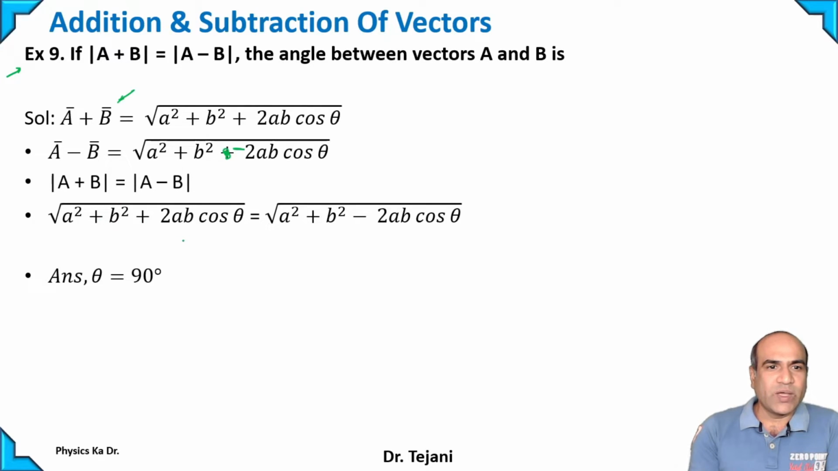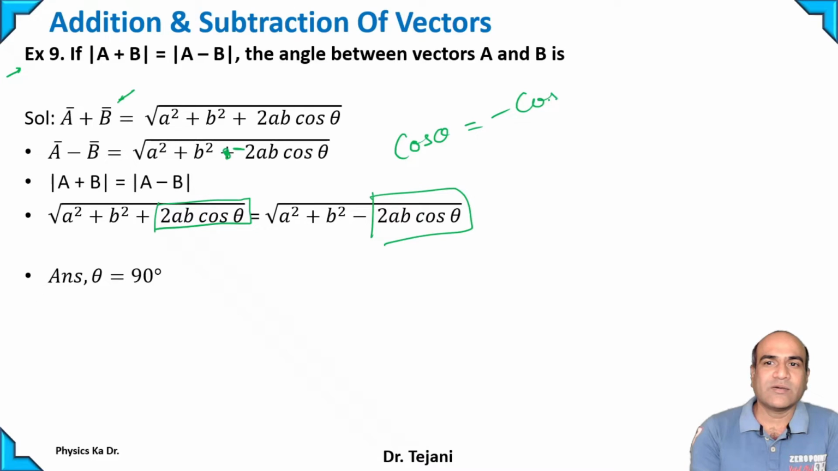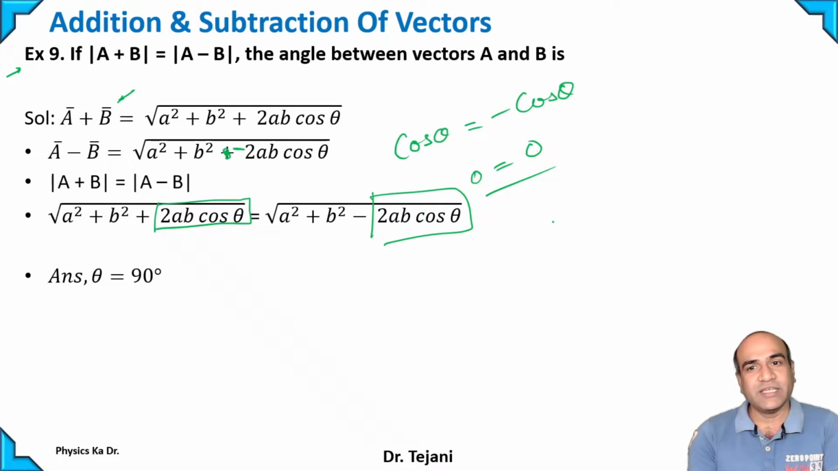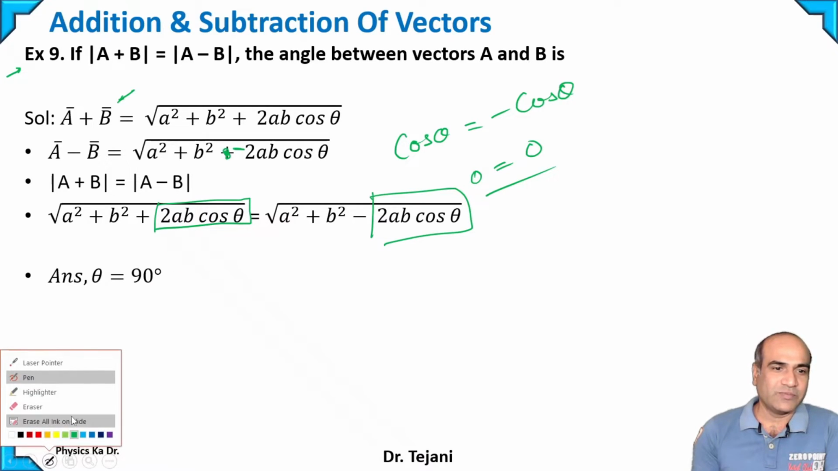and let's remove the square power. When both the equations are equal, that means this portion should be equal, and ultimately cos theta must be equal to minus cos theta. When does it happen? When cos theta is 0. Otherwise, both are not equal for any other angle. It should be 0. Right. And it becomes 0 when theta becomes 90 degrees.